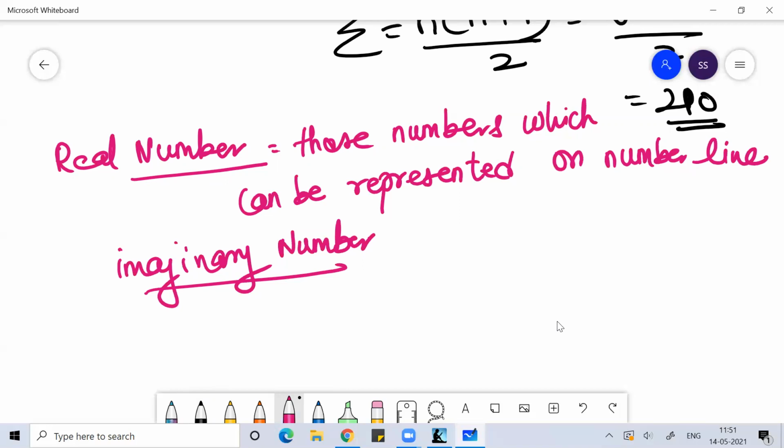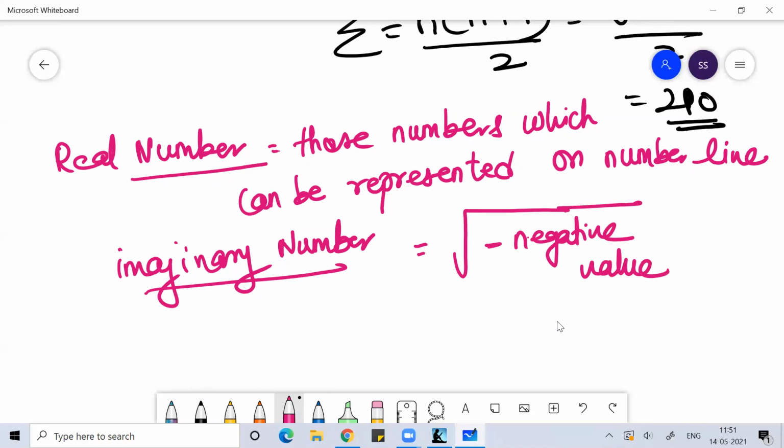Imaginary numbers we cannot represent on a number line, because you get an imaginary number if you get a negative value inside the square root. Such numbers are in the form of imaginary numbers. So remember, the sum of a real number plus an imaginary number is called a complex number.